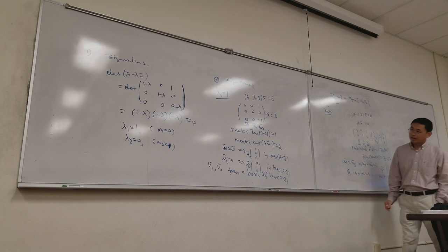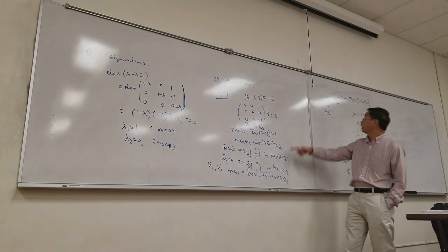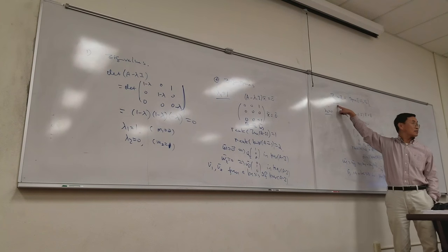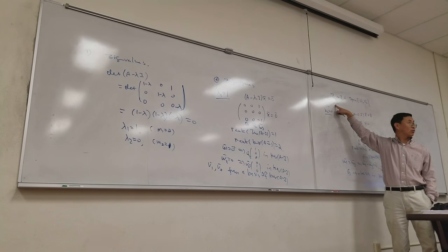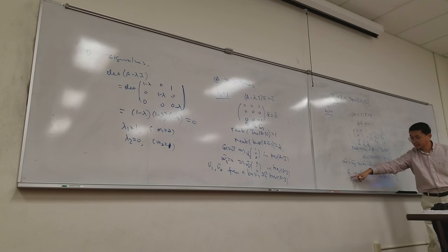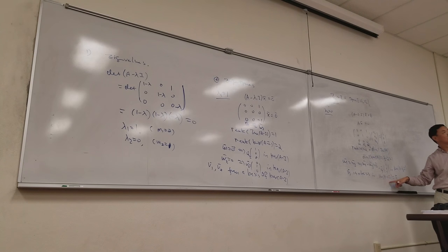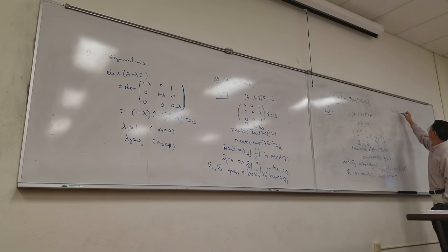So we have a basis V1, V2 in the eigenspace associated with eigenvalue 1, and we have a basis of the eigenspace for the eigenvalue 0. So we collect all basis vectors. Therefore we have V1, V2, V3.